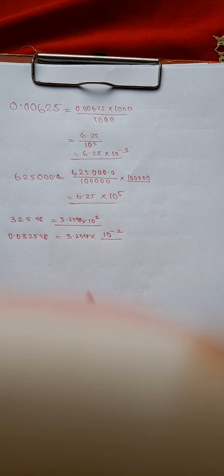Take one more example, say 1.235. How will you express this in scientific method? This is already a number greater than 1 and less than 10. You don't have to do anything. So you simply write 1.235 into 10 to the power 0. Since you are not shifting the decimal to the left or right, it is 10 to the power 0. This is the scientific method.